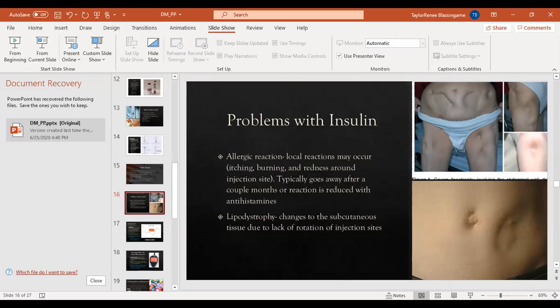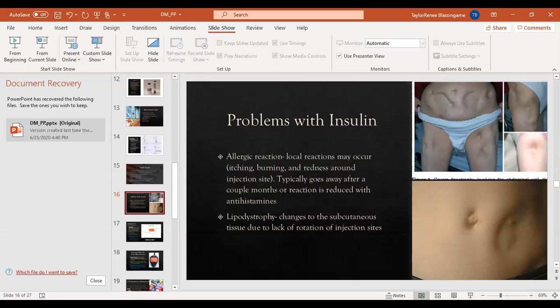And then lipodystrophy is changes to sub-Q tissue. This is most likely due to a lack of rotation in site. And you guys learned how to give insulin last semester, or you've given it before. It's always in the sub-Q area. If they give themselves insulin in the arm, they should avoid working out right after, because that increases the speed of absorption into the body. So they need to be aware of that.